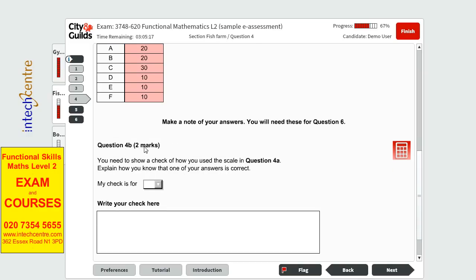Question 4B, it has 2 marks. We need to show a check of how we used the scale in question 4A. We have to explain how you know that one of the answers is correct. So we can pick again, A, B, whichever one we want. So if we pick A, we know that 5 squares equals 50 meters. And we also know that A has 2 squares, which equal 20 meters.